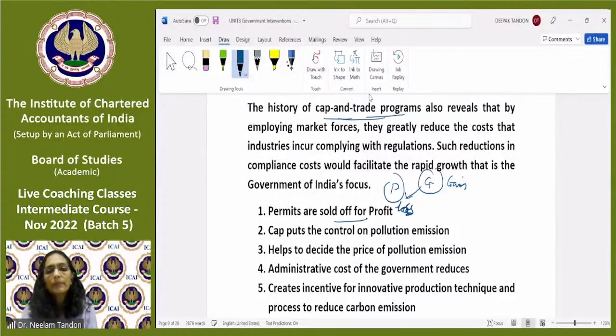It's a loss to them. Cap puts the control on pollution. Maximum permit limit fixed as 7. So you cannot go beyond that. So pollution limit is fixed. Helps to decide the price of the pollution.